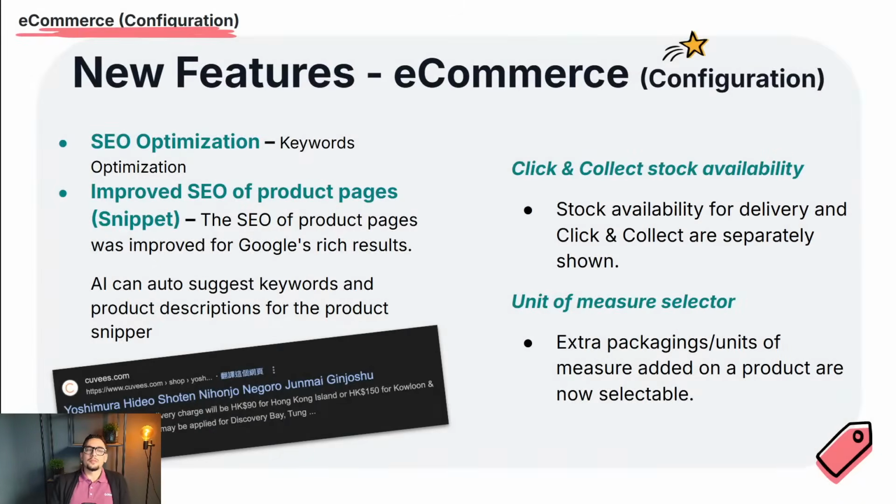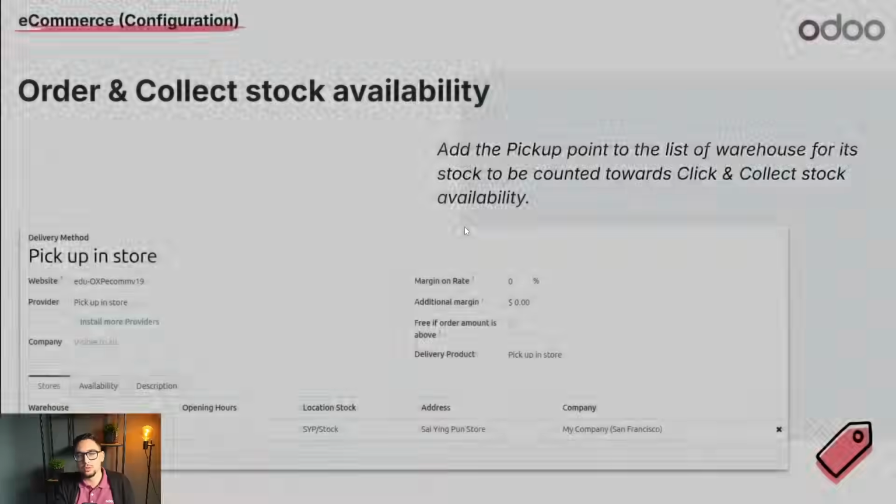Okay. In terms of the backend right now, we have new SEO optimization features. For example, this is basically a product snippet. This is what's going to show on Google, and we can now configure this in the backend. We can also have AI auto-suggest the product description and the product title or the snippet page. And AI can automatically input all of this information, and at the same time the AI will also suggest keywords for our search engine optimization. We also have other features which we're going to see soon.